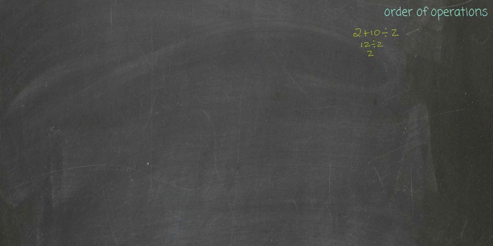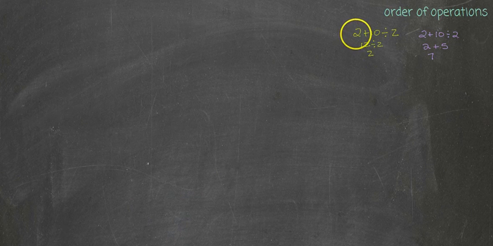But I get the same problem and I decide that I'd rather just get rid of that division, get it out of the way as soon as possible. And so I say 2 plus 10 divided by 2 is 5. 2 plus 5 equals 7. Two different answers. We can't really have that happening in math. That makes no sense at all.